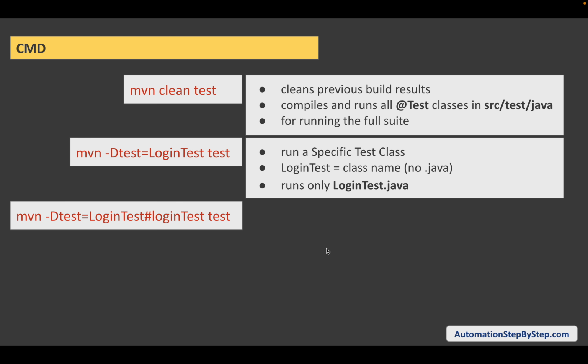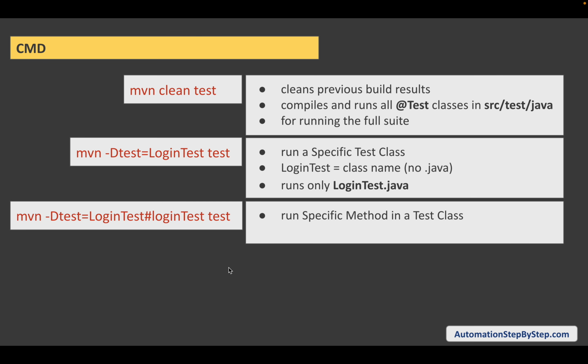Now the next one is, in case you want to run a particular method or a particular test from a class, you can give the class name the same way that we have given here. Along with that, you can say hash and give the function name of that particular test. So it will run the specific function of the test class. The format is class name, hash, the method name.